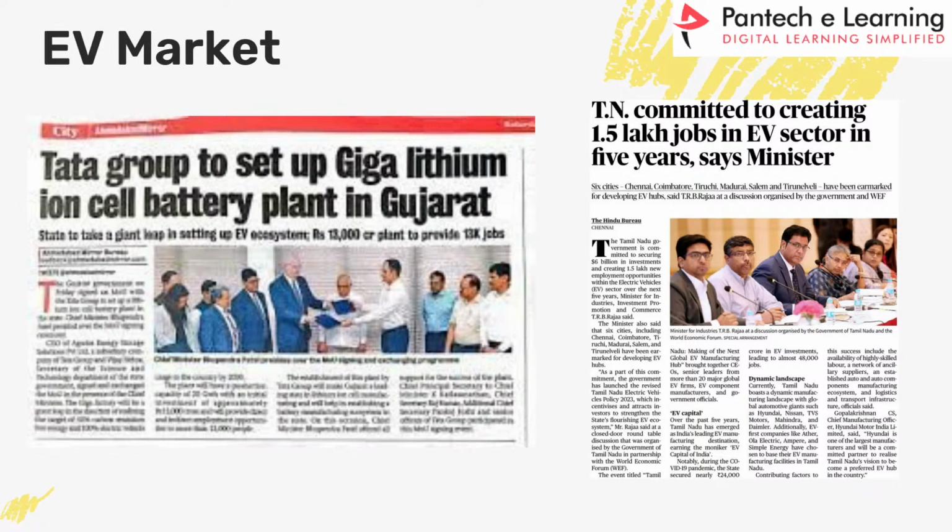Additionally, the Tamil Nadu government has shown a strong commitment to the electric vehicle sector. They will create 1.5 lakh jobs in the industry over the next 5 years. These developments highlight the expanding opportunities and importance of the EV sector in the future job market. So these are all the job opportunities that are available in the electric vehicle industry.